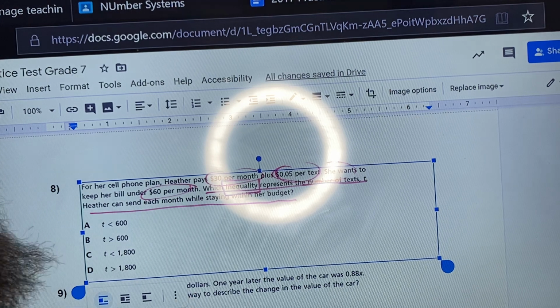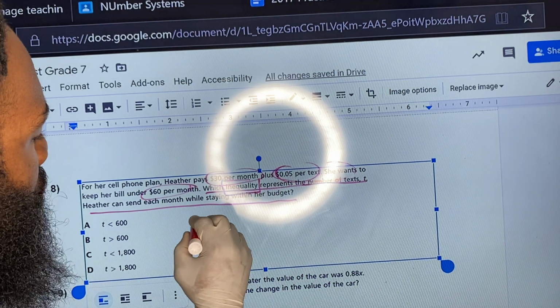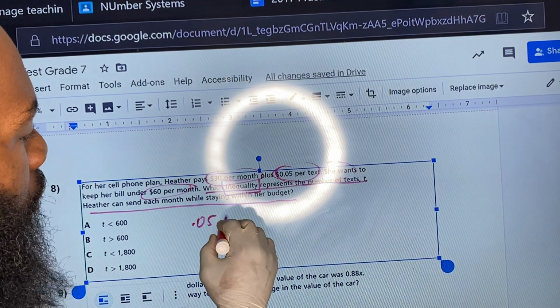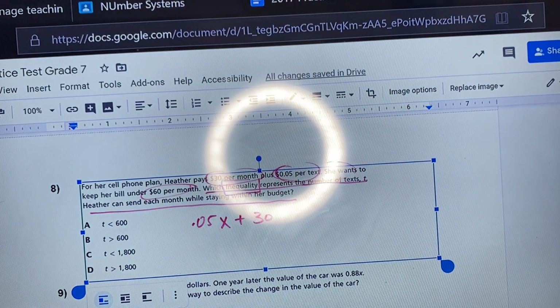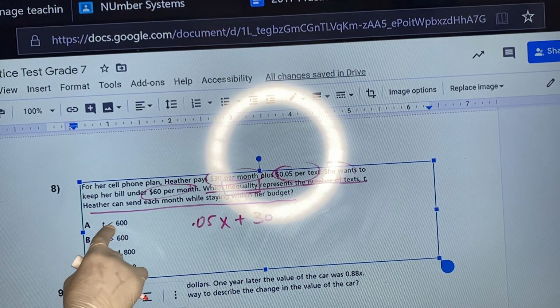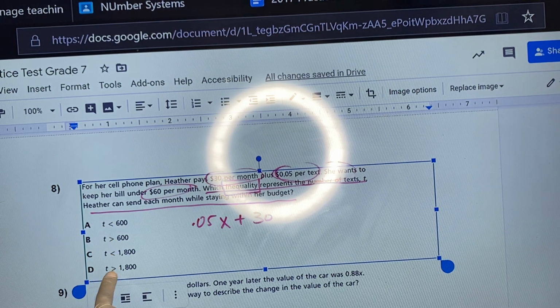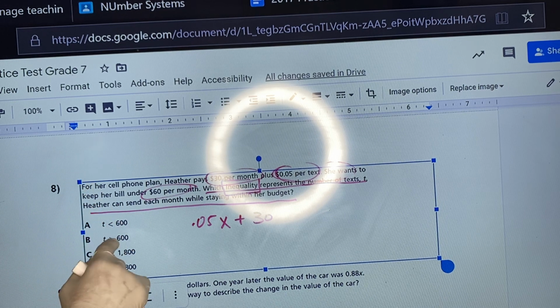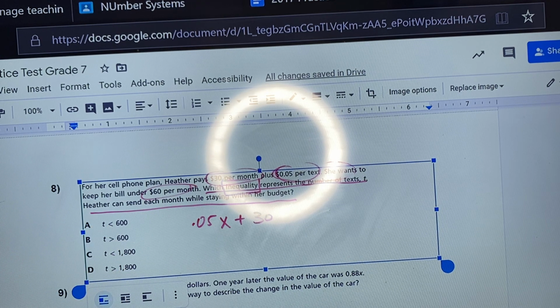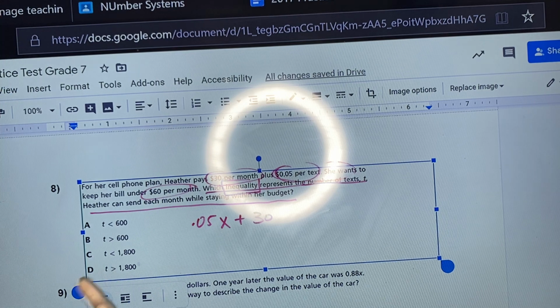So here I'm gonna write an equation. She pays 5 cents per text. So X stands for number of texts plus $30 per month. So it says you could write a less than sign or a greater than sign. So Heather can send 600 texts. Heather can send more than 600 texts. Heather can send less than 1,800 texts. Heather can send greater than 1,800 texts. So let's try this first. Let's try 600 and then 1,800.